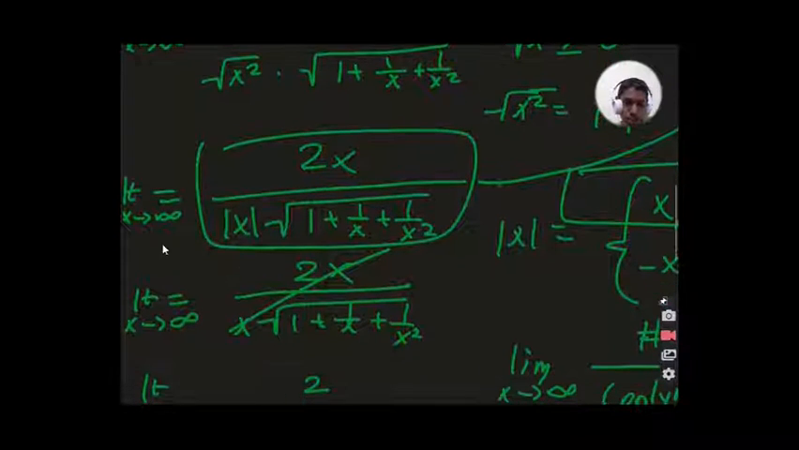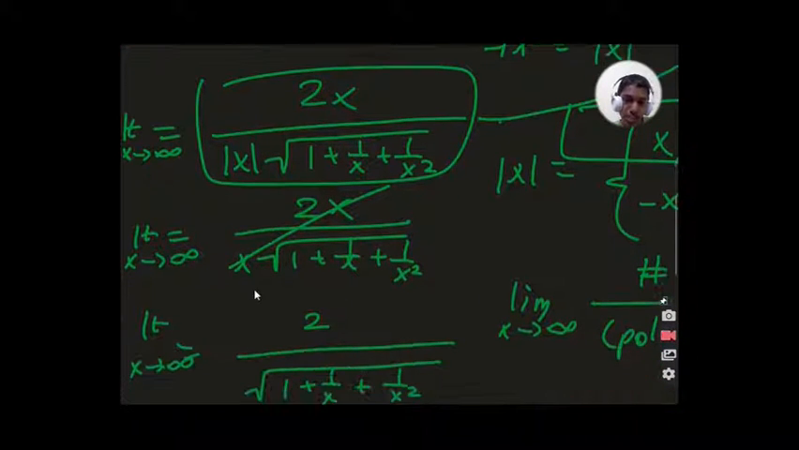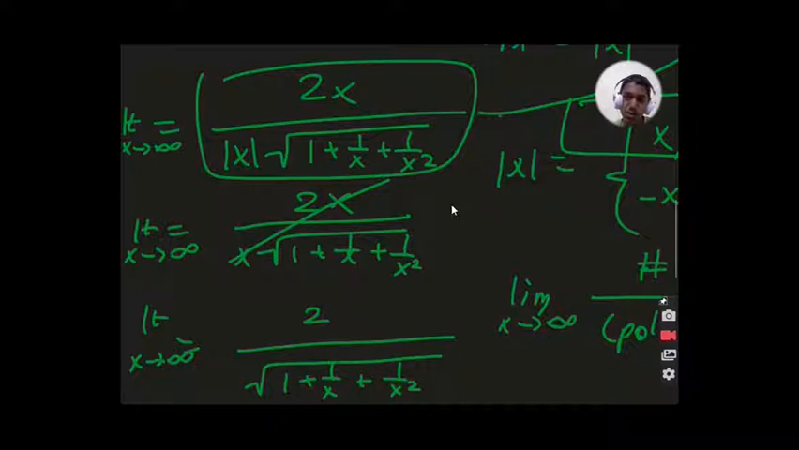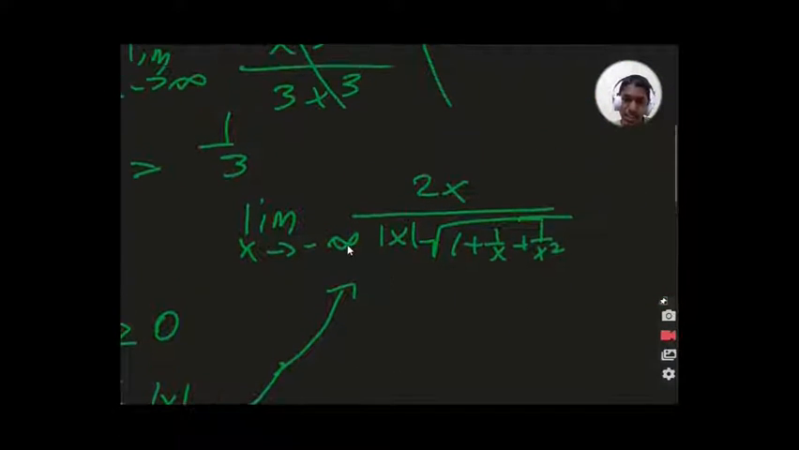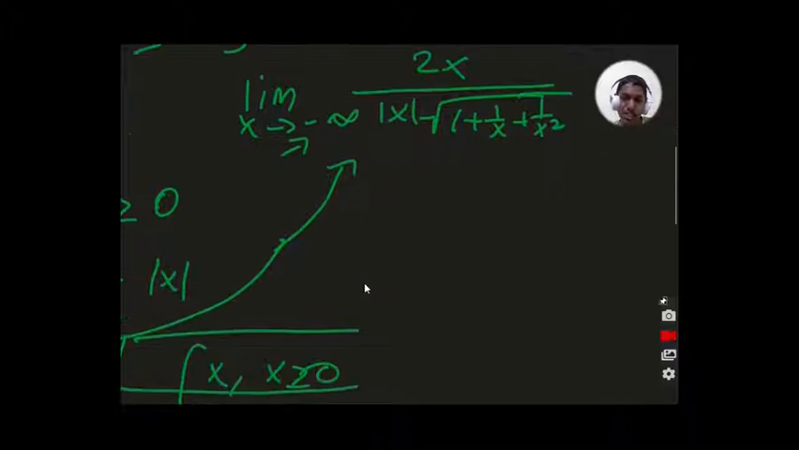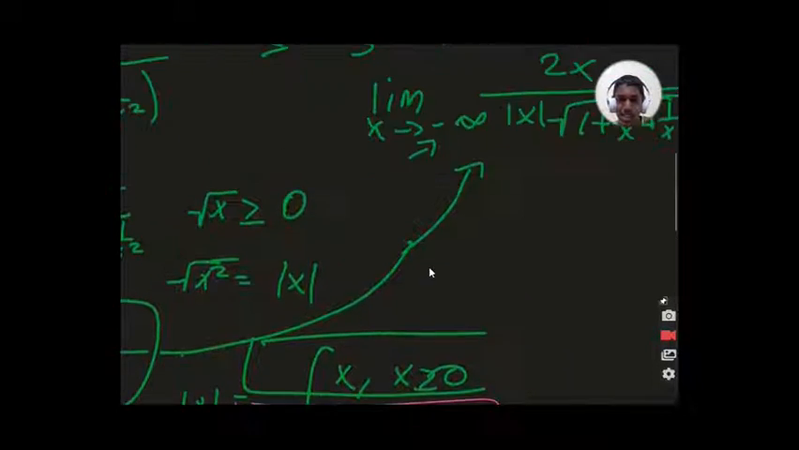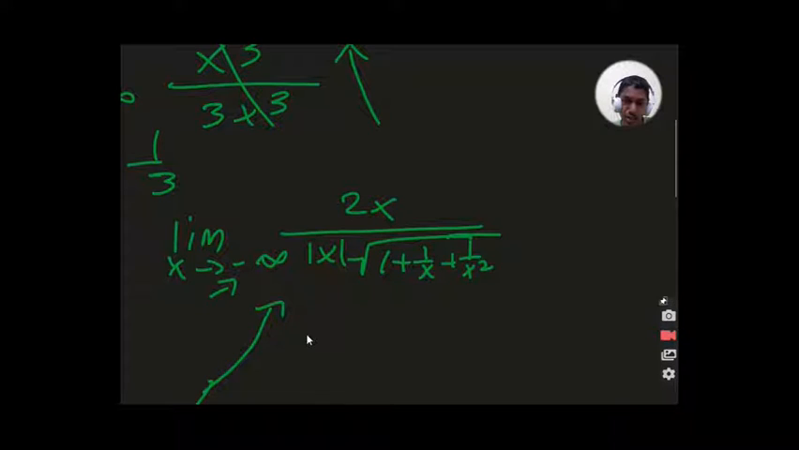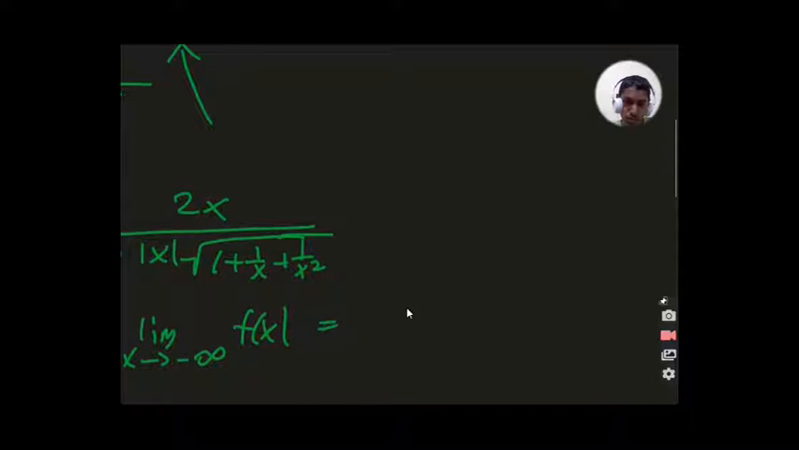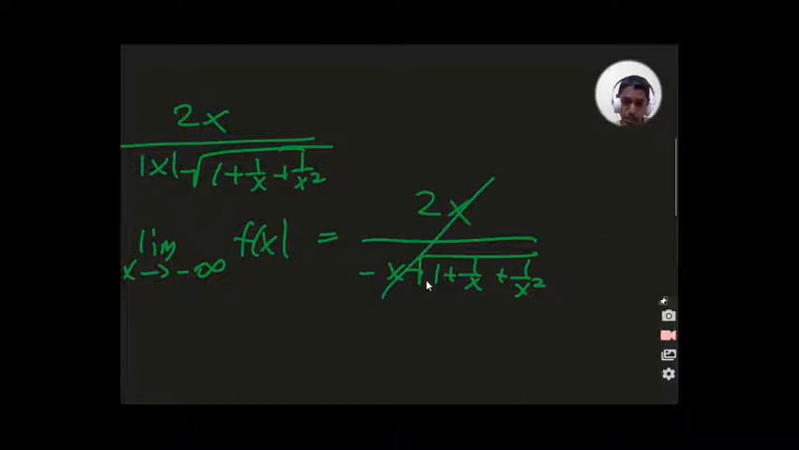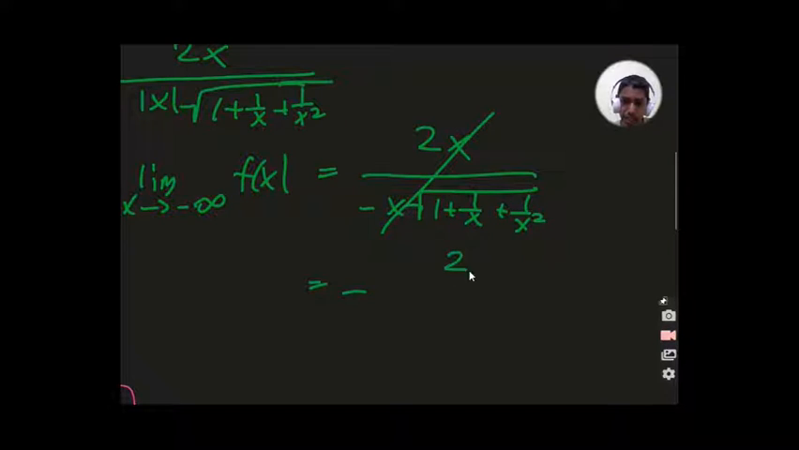Because when we went to positive infinity, we dropped the absolute value bars because we knew that x was going to be greater than 0. But in this case, we're approaching negative infinity. So that means that x is going to be less than 0, and we're going to be using this part of the function. Meaning the absolute value of x is now going to be minus x. So now we're going to do the same thing. We're going to cancel, and we're going to have a minus sign out here now.